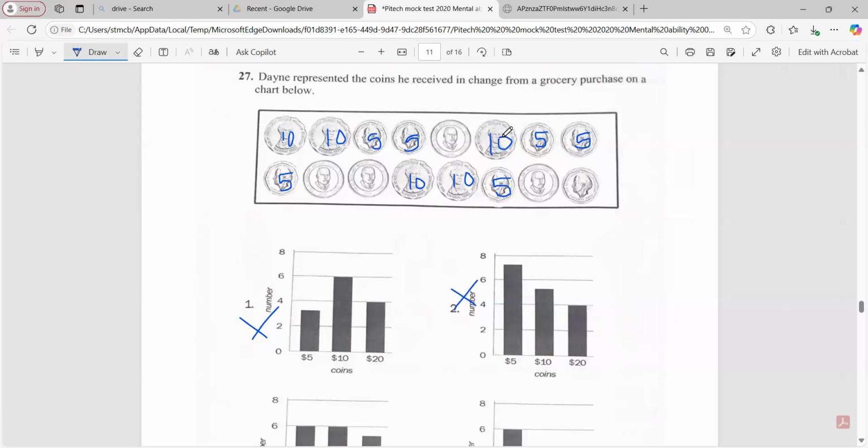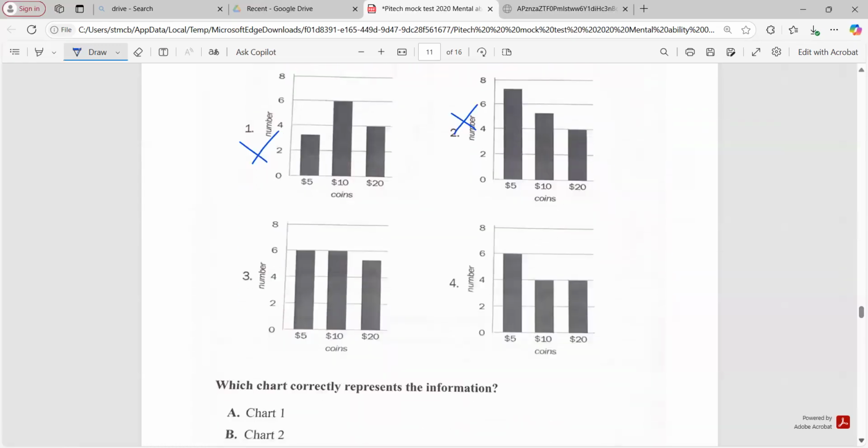So these are $10. Let me check again. 1, 2, 3, 4, 5. All right, cool. And we have 1, 2, 3, 4. Let me sort the $5, 7. Let me see. 1, 2, 3, 4, 5, 6. So one more here makes 7. So these are actually 7. Yeah, these are the answer. These have 7. All right.